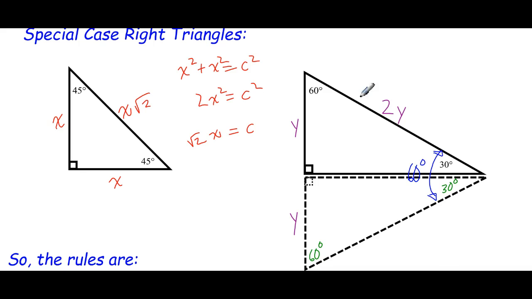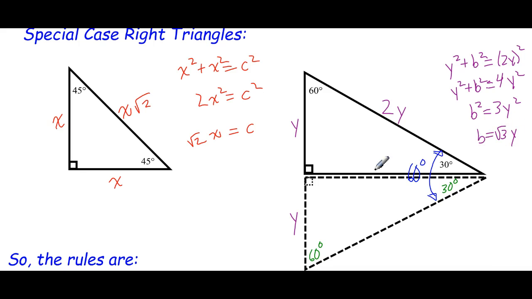And then we use the Pythagorean theorem to figure out this third side here. y squared plus b squared equals 2y squared. Square that out, you get 4y squared. Subtract y squared, you got b squared equals 3y squared. Take your root. And this third side down here is y times the square root of 3.